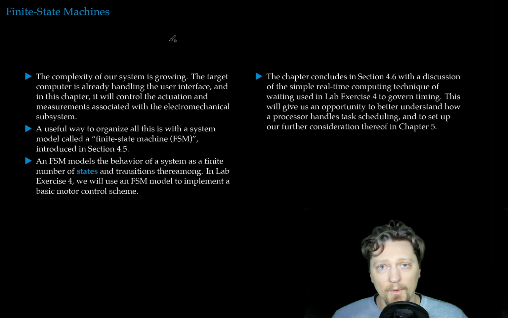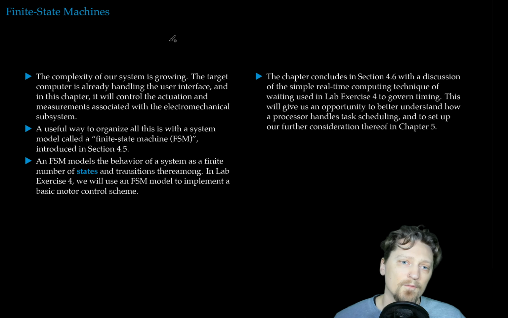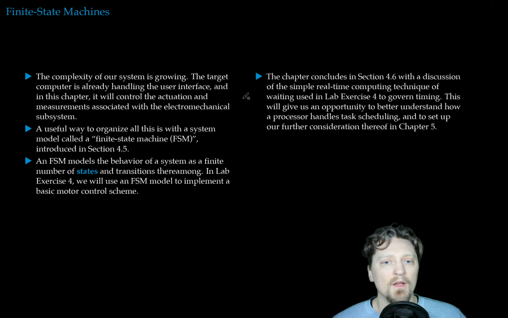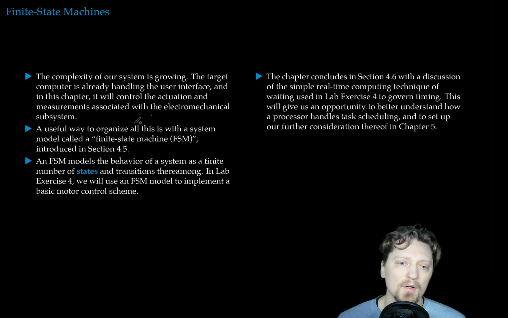Additionally, in this chapter, we're going to introduce finite-state machines. The complexity of our system is growing. The target computer is already handling the user interface, and in this chapter, it will control the actuation and measurements associated with the electromechanical subsystem. A useful way to organize all this is with a system model called a finite-state machine, or FSM, introduced in section 4.5. An FSM models the behavior of a system as a finite number of states and transitions thereamong.